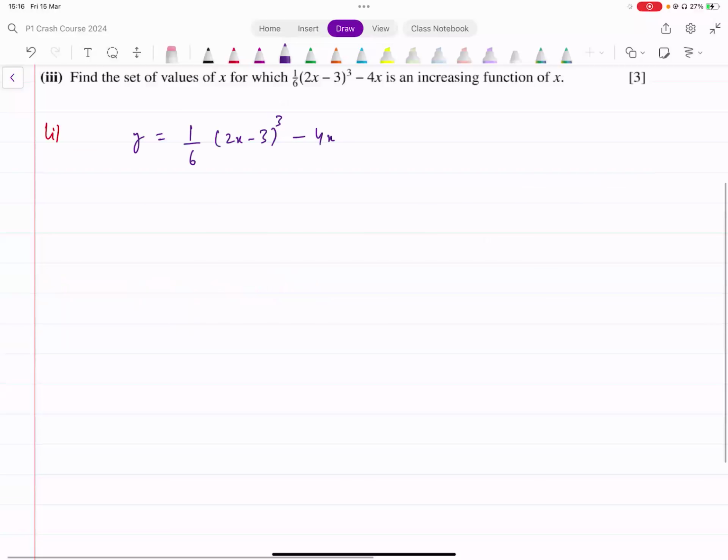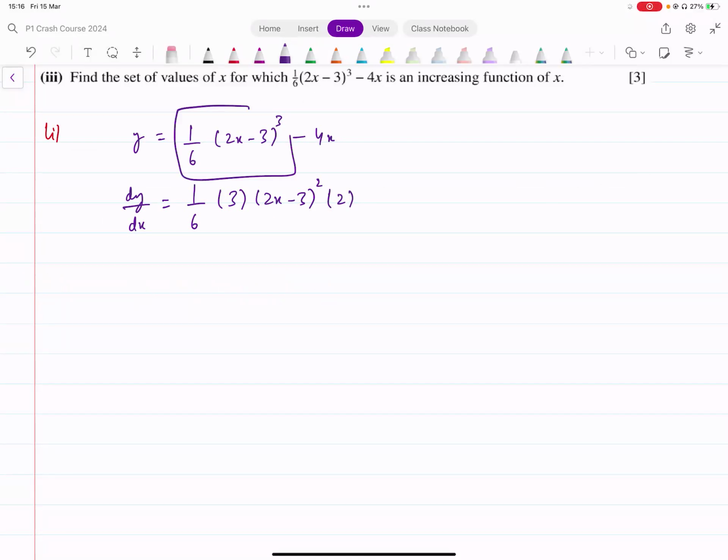Let's differentiate it. dy over dx. The constant multiplying outside remains as it is, 1 over 6. Multiply by the power, that's 3. Subtract 1 from the power, it becomes 2. Multiply by the derivative of the part that's inside, multiply by 2. The derivative of 2x minus 3 is 2. That's the differentiation of this first term. What about the second term? Minus 4x. Derivative of minus 4x is just minus 4.